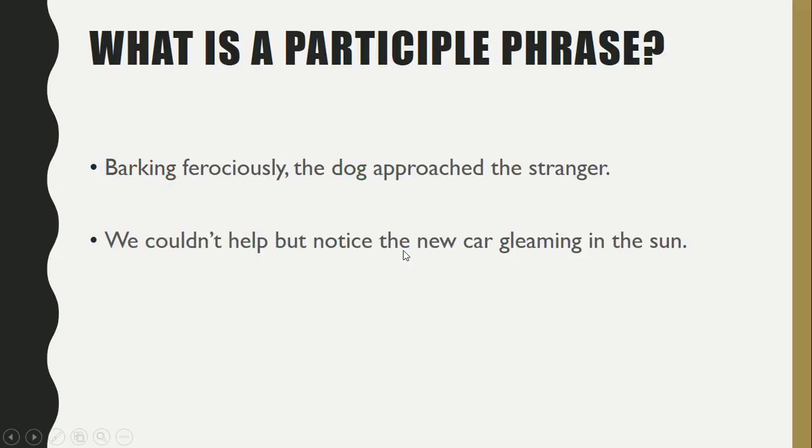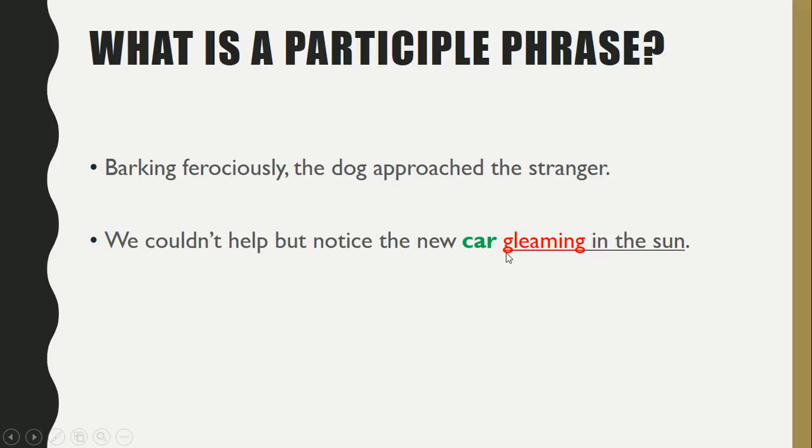We couldn't help but notice the new car gleaming in the sun. In this case, we have the participle phrase coming at the end. Gleaming in the sun is the participle phrase. Gleaming is the verbal, because something can gleam. And it's modifying car, so in this case it goes right after the car.